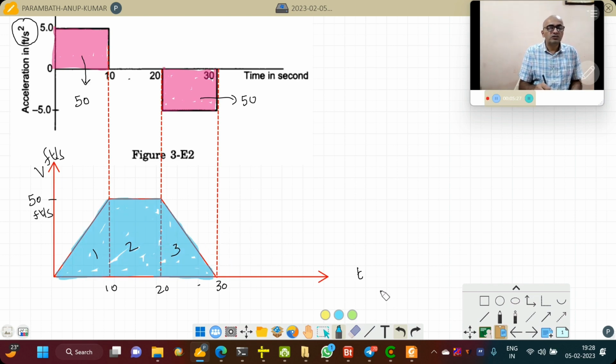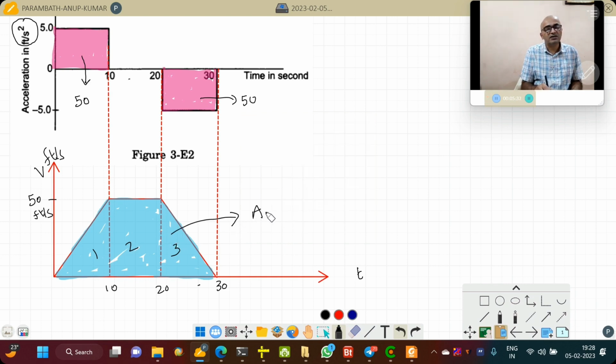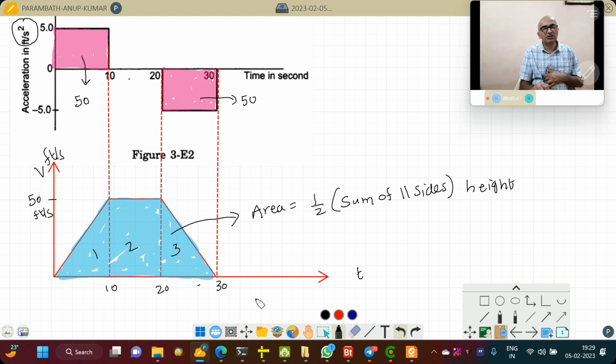So the area of this trapezium is half the sum of parallel sides into height. What are our parallel sides, students? Please capture that. This is our parallel side and this is our parallel side. That is half the sum of parallel sides.